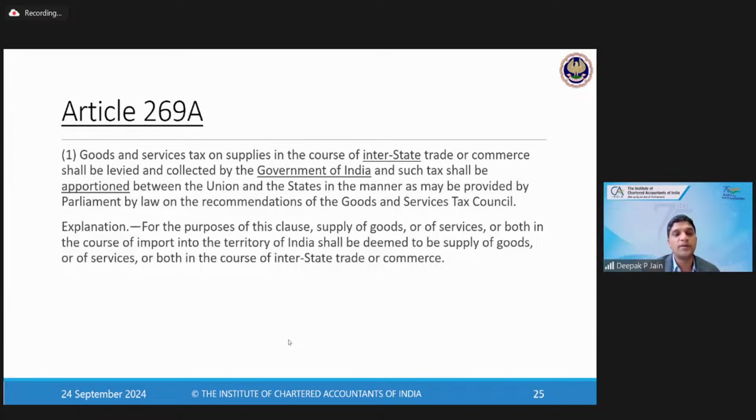For the purpose of this clause, supply of goods or services in the course of import into the territory of India shall be deemed to be a supply of goods or services in the course of interstate trade or commerce.